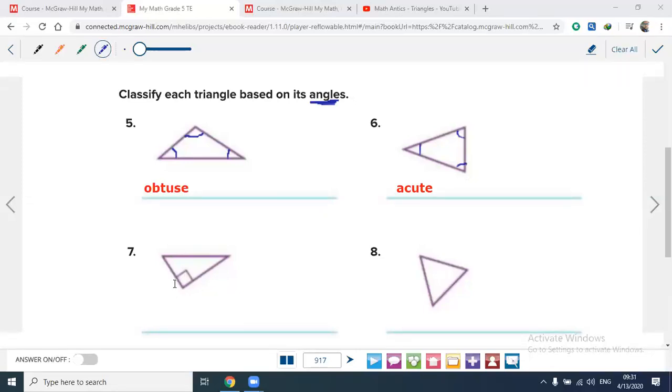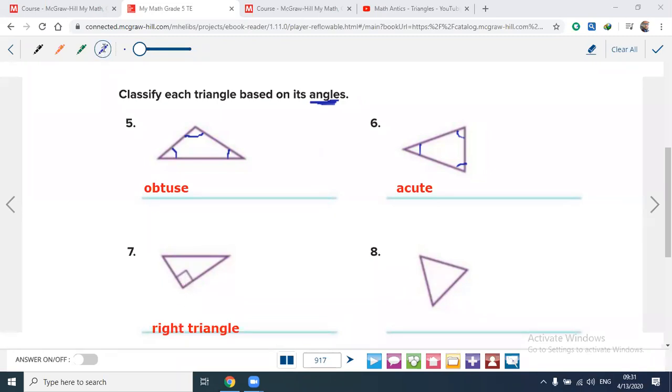Right triangle, because I have a right angle. As you see, a square corner means a right angle. So the answer for number 7 will be right triangle. Teacher, when the points come down in the center, it's a right triangle. I have a square corner here, which means a right angle. So this one is a right triangle.